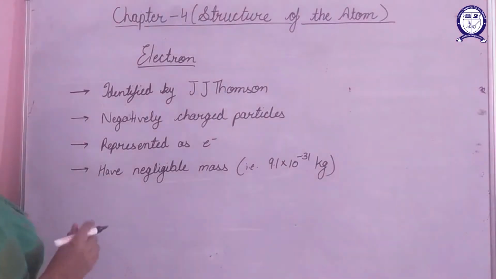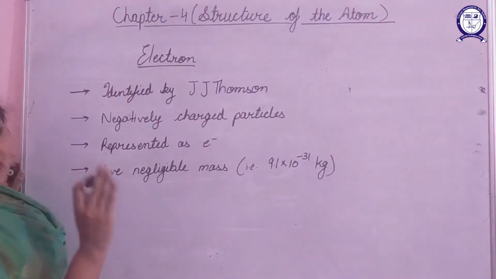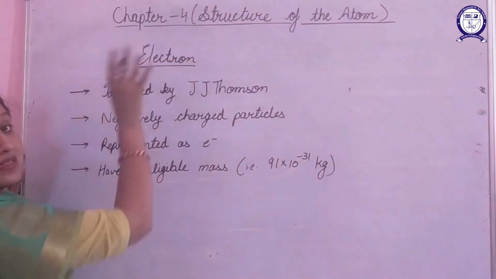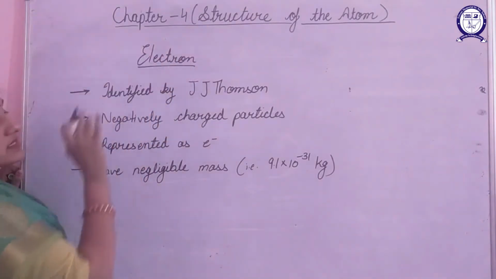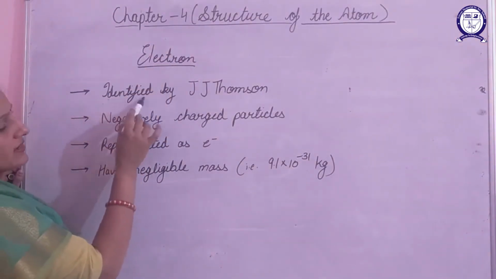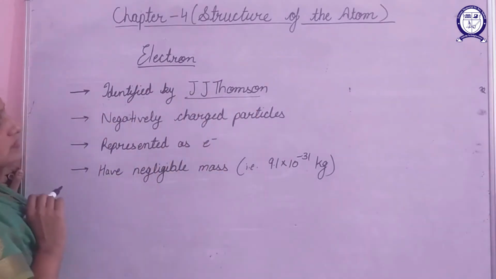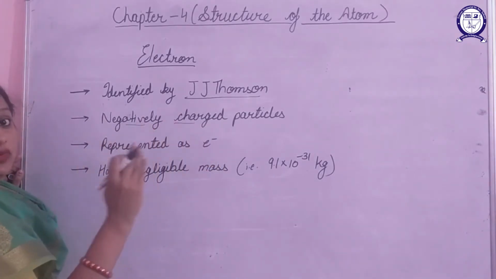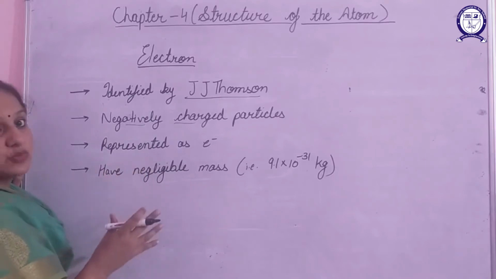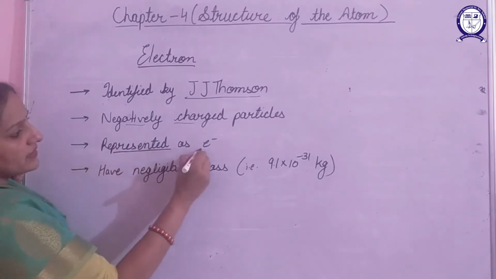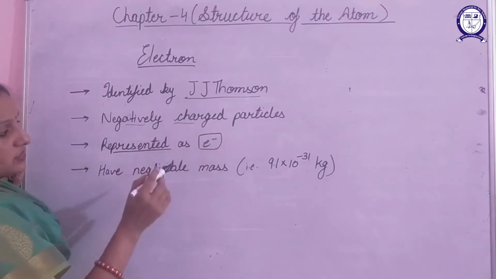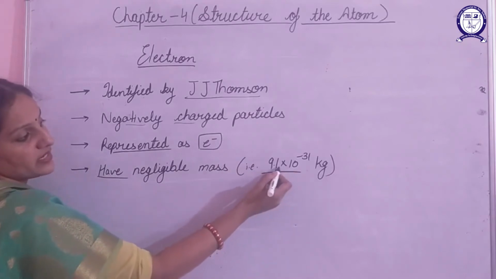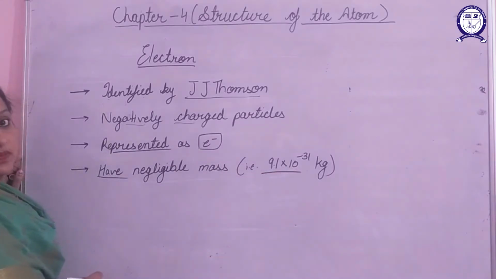Now, from that cathode ray experiment, we can come to know that the negatively charged particles, which at that time scientists called cathode rays, were found to be the electron only. So later on we call them electrons. Electrons were basically identified by the scientist whose name was J.J. Thomson, and electrons were negatively charged particles because they are attracted towards the anode, that is the positive side, so obviously their charge will be negative. We can represent the electron as e with a negative charge. And electrons have negligible mass; the mass of an electron is 9.1 into 10 to the power minus 31 kg.